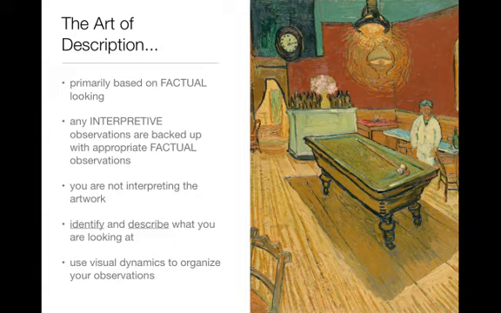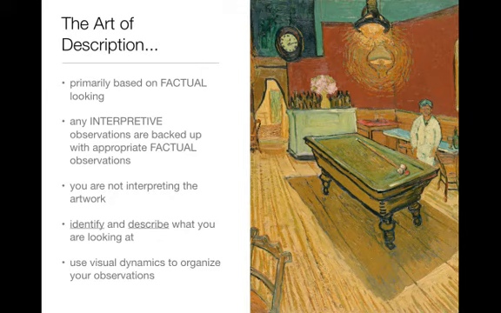Okay, so the art of description. You need to make sure that it's based on factual looking. Looking is detailed, it is specific, it is concentrated. If you are merely seeing the artwork, all you're doing is glancing at it, taking in the whole thing. You're not looking for the details. Secondly, any interpretive observations are backed up with appropriate factual observations. Remember, even if you're using interpretive observations, you're not interpreting the meaning of the artwork as a whole at this stage of the critical analysis process.